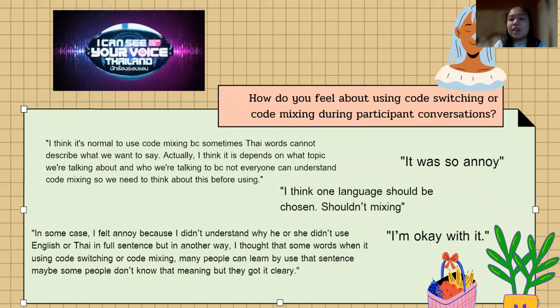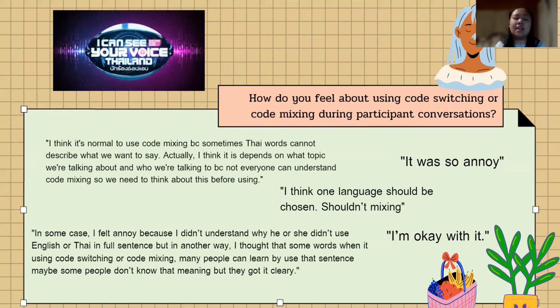And the last question, how do you feel about using code switching or code mixing during the participants' conversations? As you can see in this slide, it's just a summary of the perspectives of the people in the survey. Somebody says it's annoying. Somebody says it's normal to use code mixing because sometimes the Thai word cannot explain what we want to say. But somebody says I think one language should be chosen to communicate, shouldn't mix.